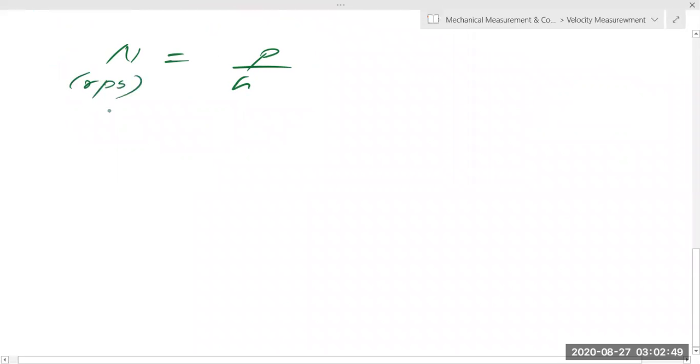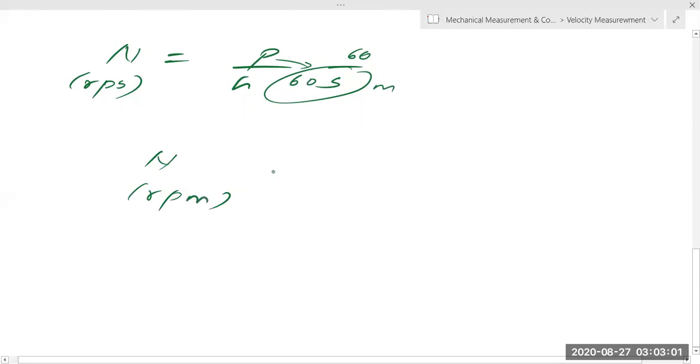Now if I want to convert it into RPM, since this value is per second, what I have to do is multiply by 60 seconds, so this will become minute. So automatically N in RPM, the speed of the shaft in RPM, in standard form will be 60P divided by H. Okay, this will be in RPM. I think you have understood till here.